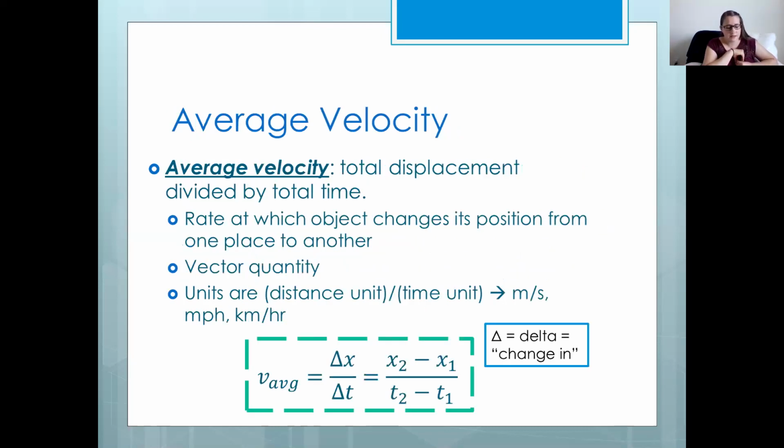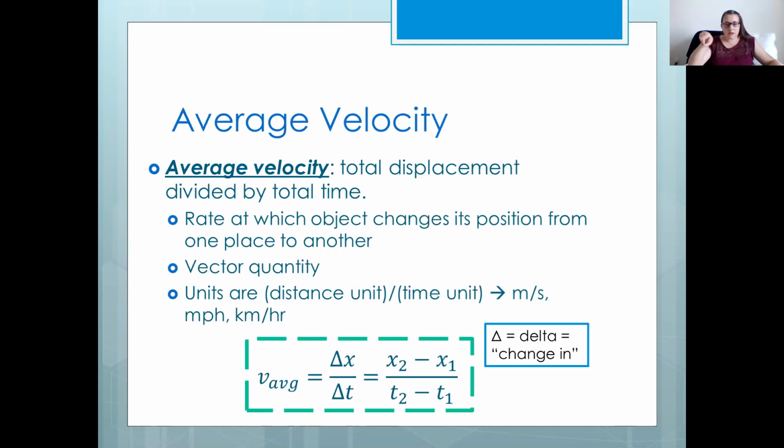So the first type of velocity that we're going to talk about is average velocity. So this is total displacement divided by total time. That's also another way to think about it, is the rate at which an object changes its position from one place to another. It's also a vector quantity because it is a type of velocity, and the units of it are some distance unit divided by some time unit. So that could be meters over seconds, miles per hour, kilometers per hour, just some distance divided by some time is the unit for average velocity.